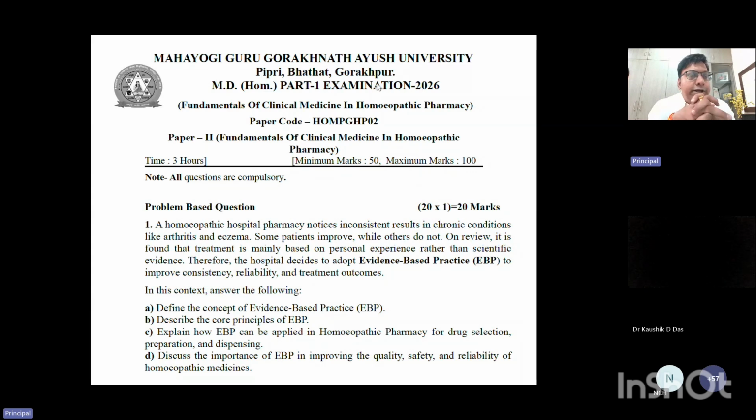So kindly refer to the curriculum where the question paper layout is given. On which page? Page number? Page number. Question paper layout is given for Part 1, Paper 2.